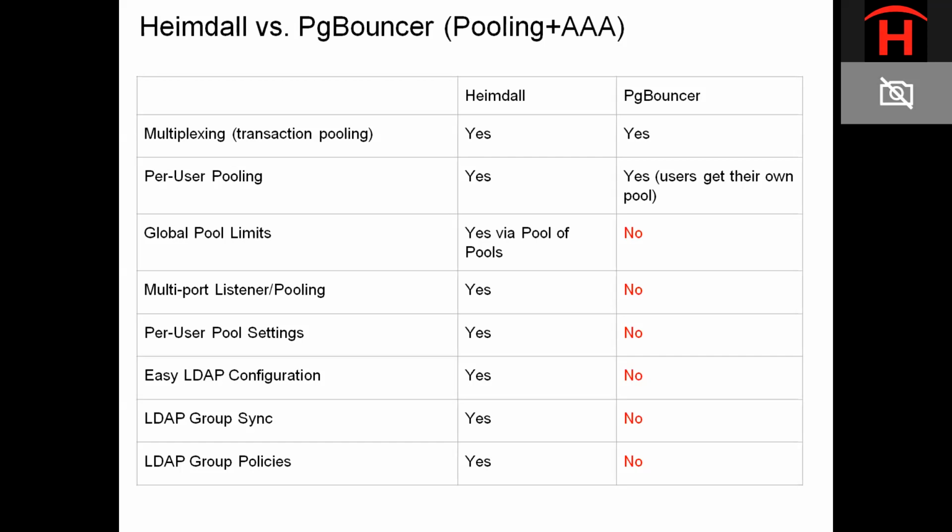Further, because your PG Bouncer is simply using PAM for its authentication, it doesn't have any sort of awareness of LDAP groups. So you can't, for example, say that if they're a member of the VIP group, give them more connections than if they're simply part of the finance group. With Heimdall, we have group awareness so that you can extract your LDAP groups and then apply policies based on those groups. And that goes into the final line, obviously, of LDAP group policies.